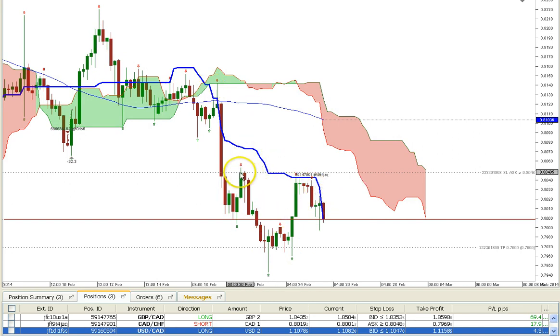We pushed back up to this level here. So price moved down. We're under the cloud. We know we want to be short. Then price retraced here. Then price moved all the way back down here. Now here's where I got into the trade, when price retraced all the way back up close to this level.